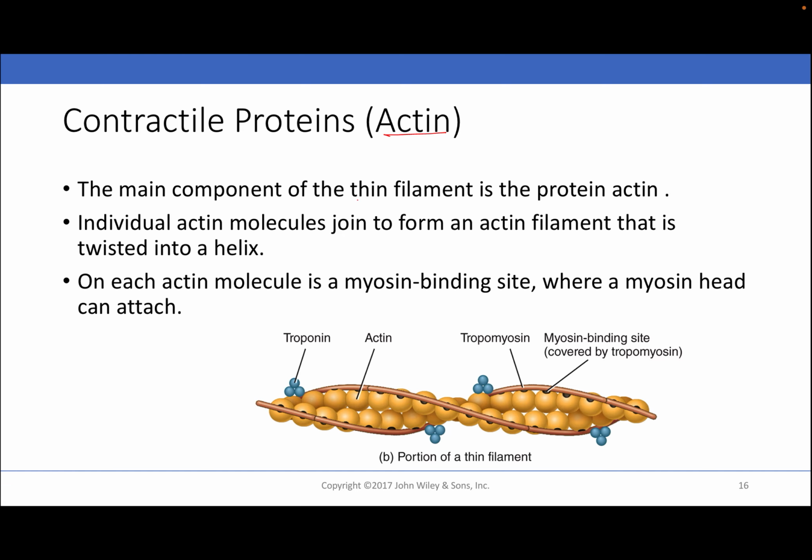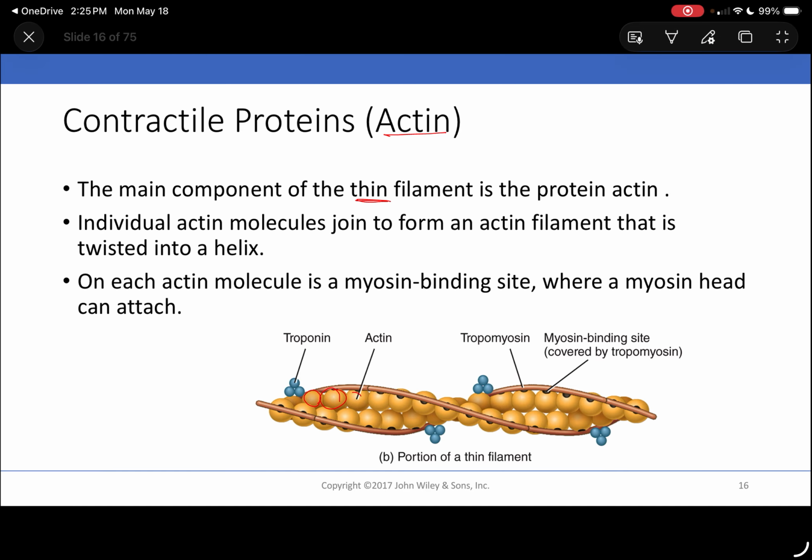This is going to be the main component of our thin filaments. Now, each little actin molecule that we can see here, these are all individual actin molecules, are joined together to form these actin filaments that have a twisting double helix structure, kind of like what we see in DNA. Pretty cool looking. And each actin molecule is going to have a myosin binding site where that myosin head is able to attach.